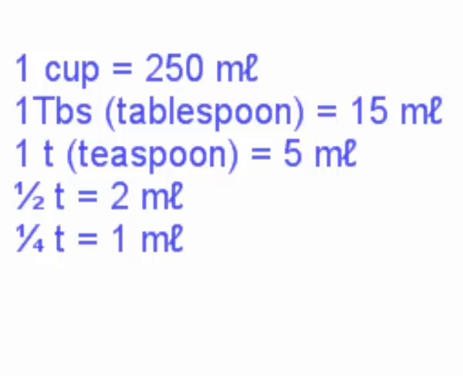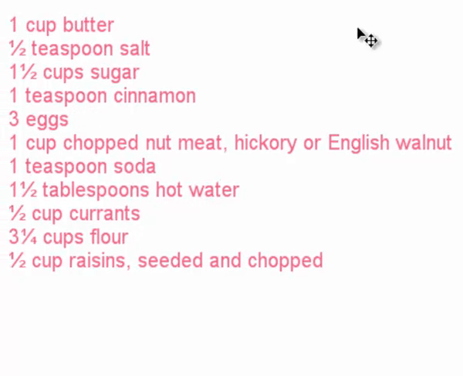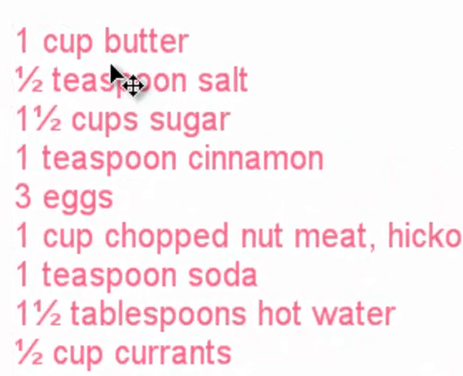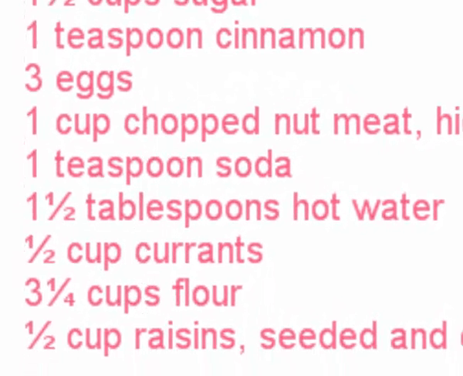Okay, now let's have a look at a recipe. So here's a recipe for a cake that has to be baked. Now you can see that here it talks about a cup of butter, half a teaspoon of salt, 1.5 cups of sugar, a teaspoon of cinnamon, 3 eggs. There's a cup again. Here we have a teaspoon of soda. Here we have tablespoon, and there we have more cups. So let's convert some of these.